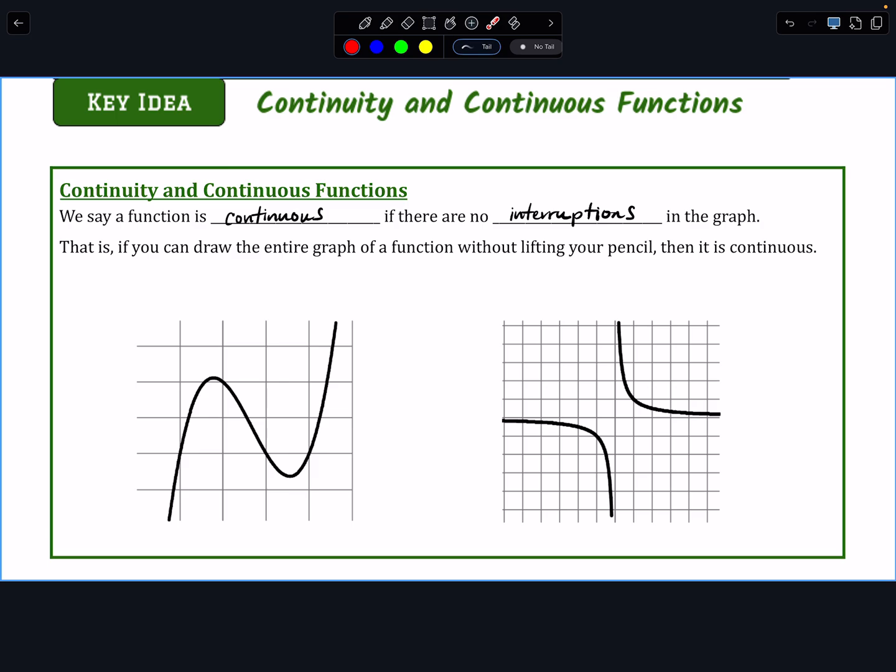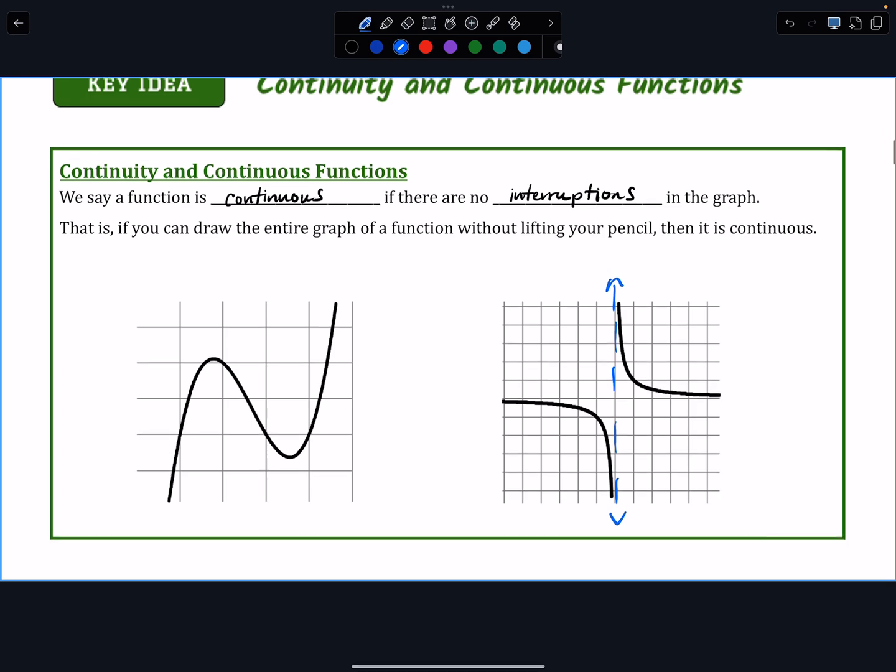So that means that this graph is discontinuous. And the reason why is because it has an asymptote, a vertical asymptote specifically, okay? So this is discontinuous, this graph would be continuous. Specifically, it's discontinuous, it looks like at 0, okay? Cool?